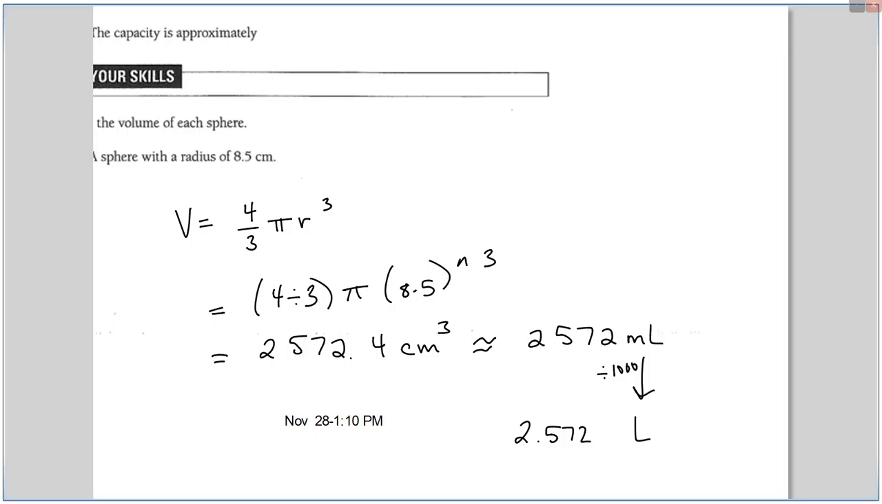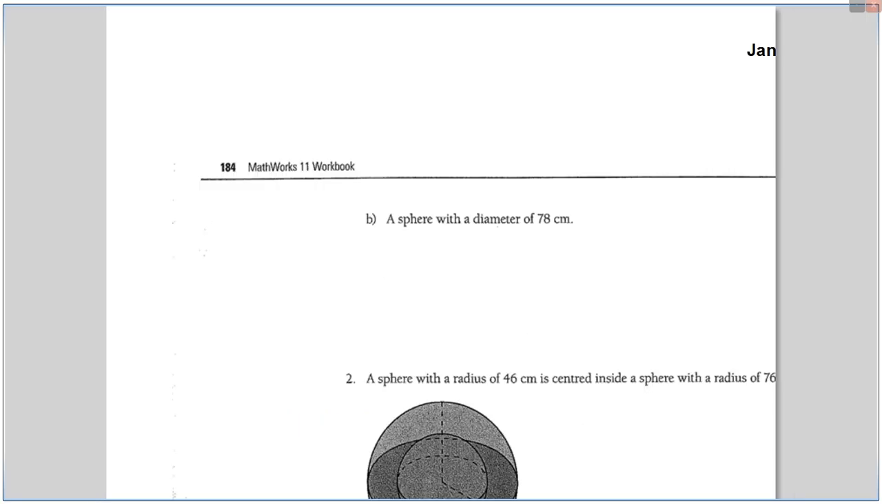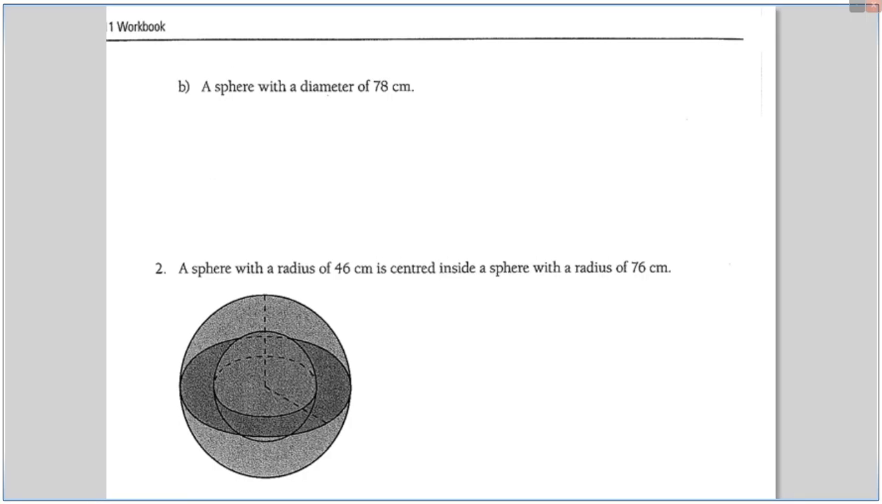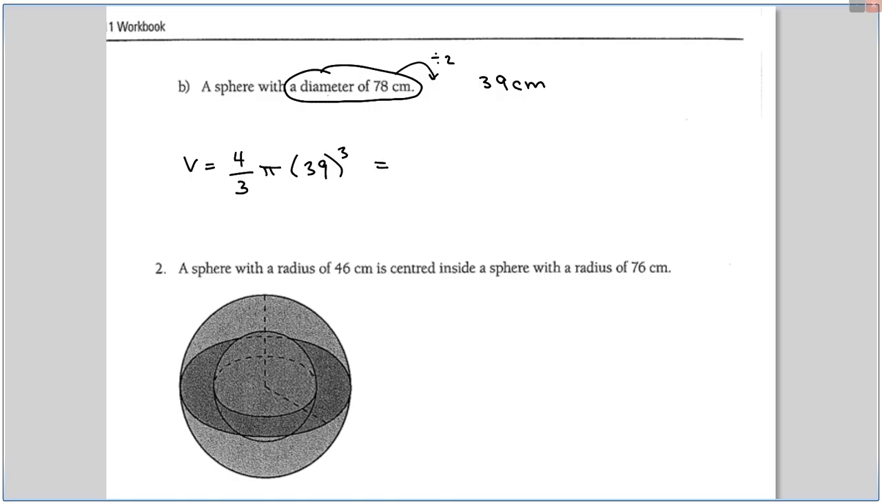Alright. Now we go to the next page and you work on the one that gives you the diameter. Whenever they give you a diameter, you always divide by 2 to get the radius. So 78 divided by 2 is 39. 4/3 pi 39 cubed. Good. Explore button. YX. Yep.